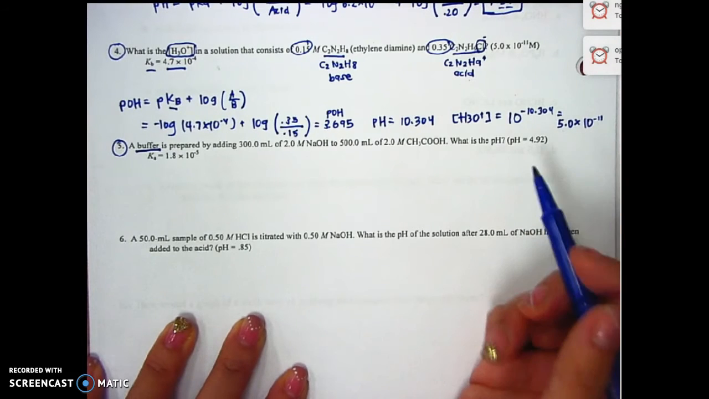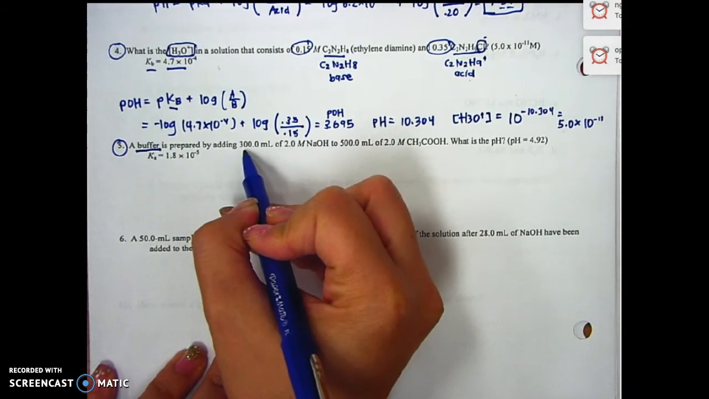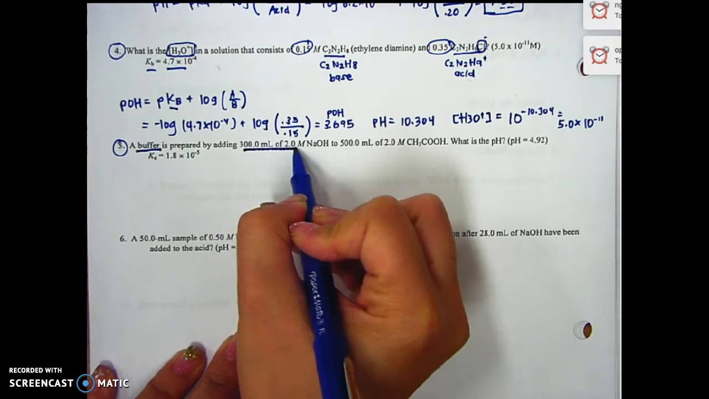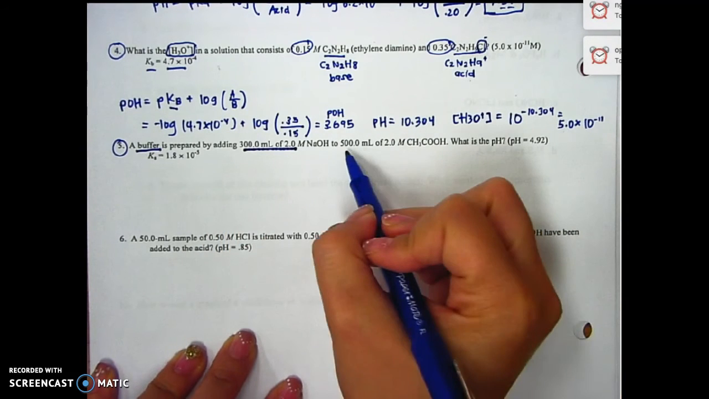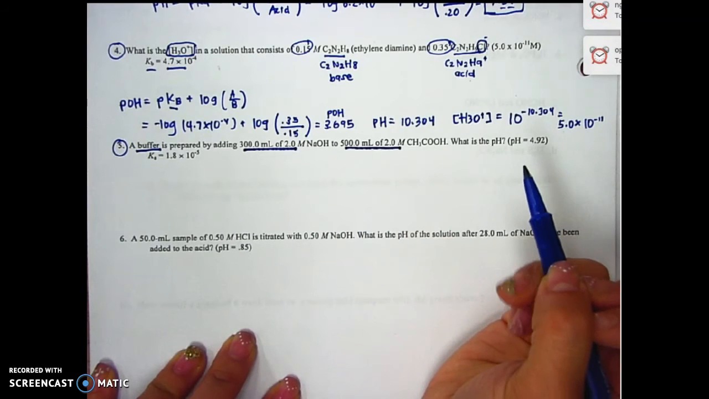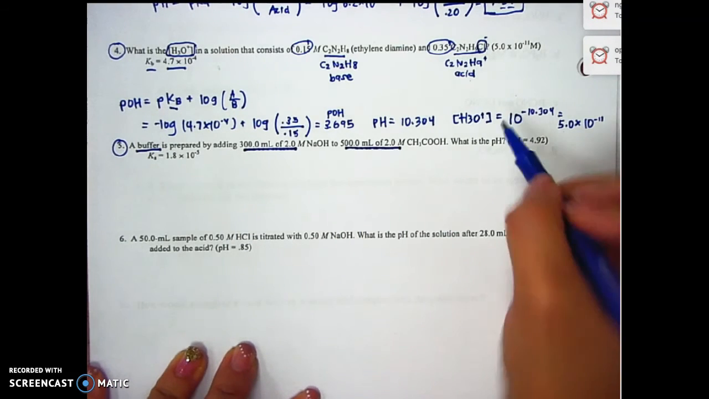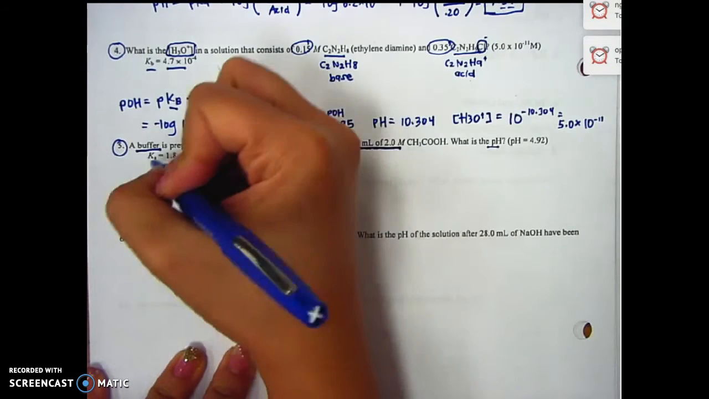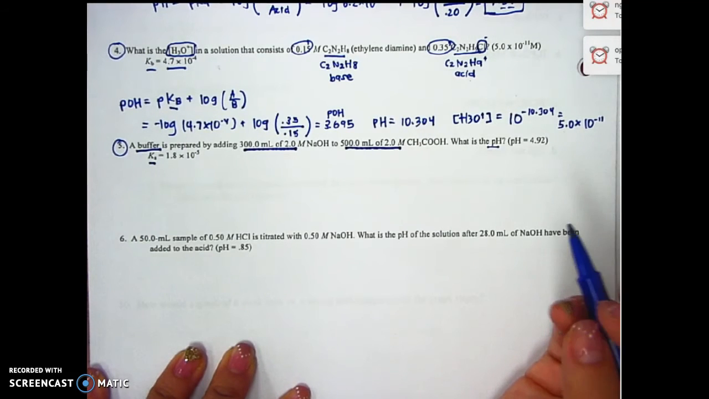they're telling us about preparing a buffer, and we're given concentration of my base with the volume, and then same thing, concentration of your acid with the volume. And we're solving for pH, and we also know our Ka value over here.